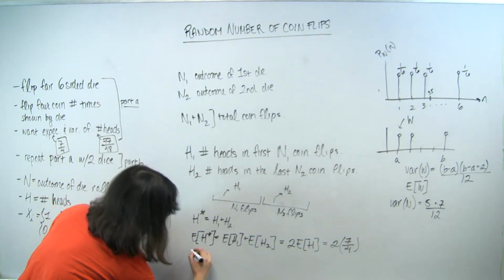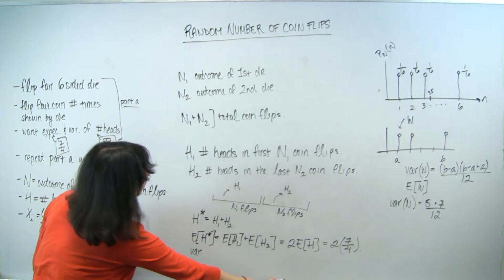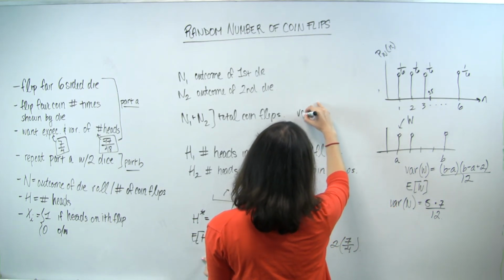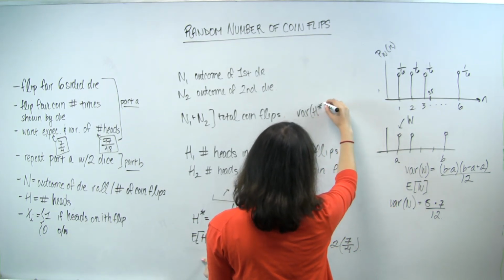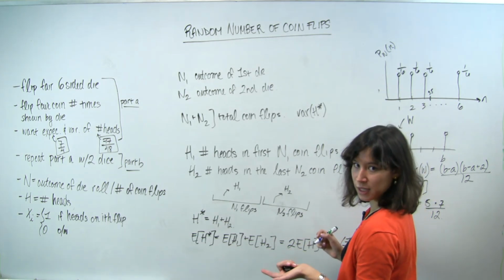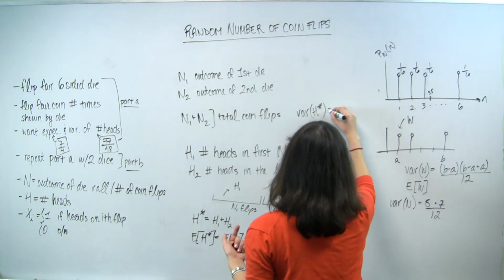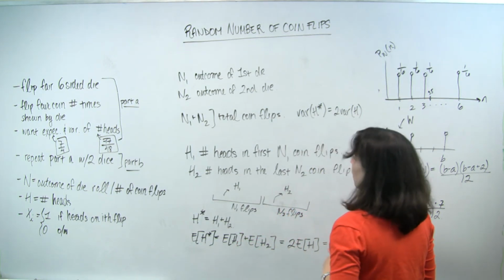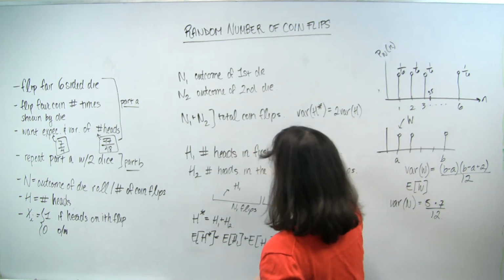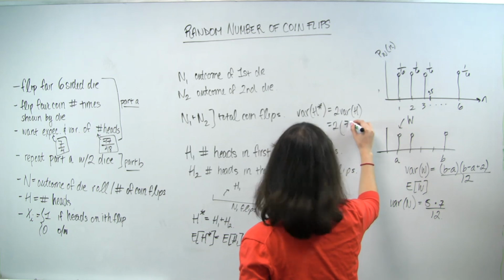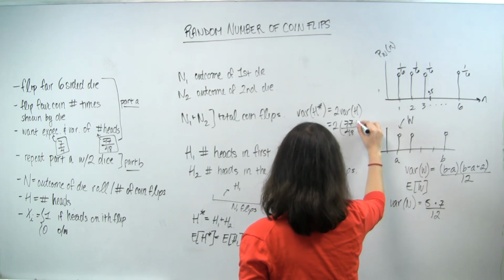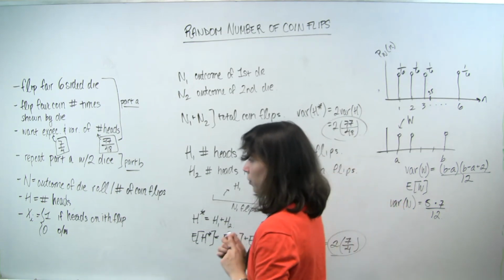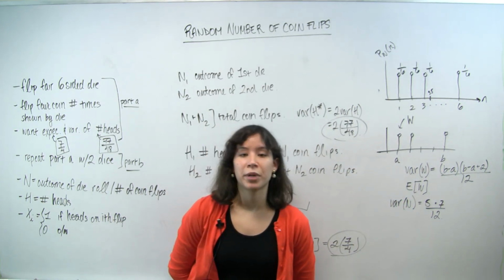And now for the variance, here's where the independence comes in. I'm actually going to write this somewhere where I don't have to bend over. So the variance of H star is equal to the variance of H1 plus the variance of H2 by independence. And that's equal to 2 times the variance of H because they're statistically the same. And the variance of H we computed already, so this is just 2 times 77 over 48. So the succinct answer to part B is that both the mean and the variance double from part A.